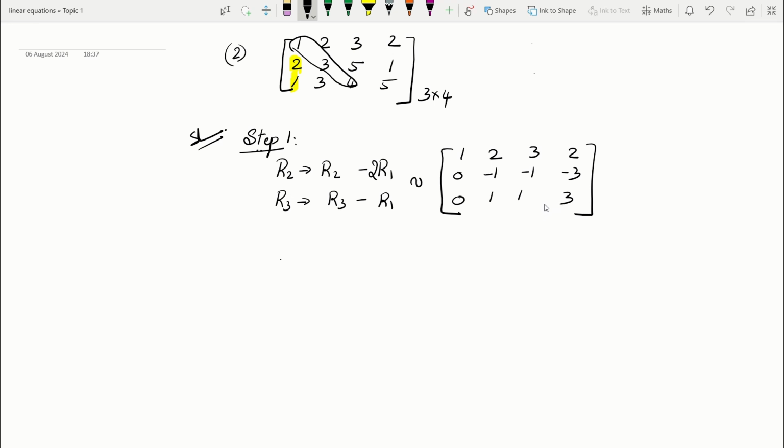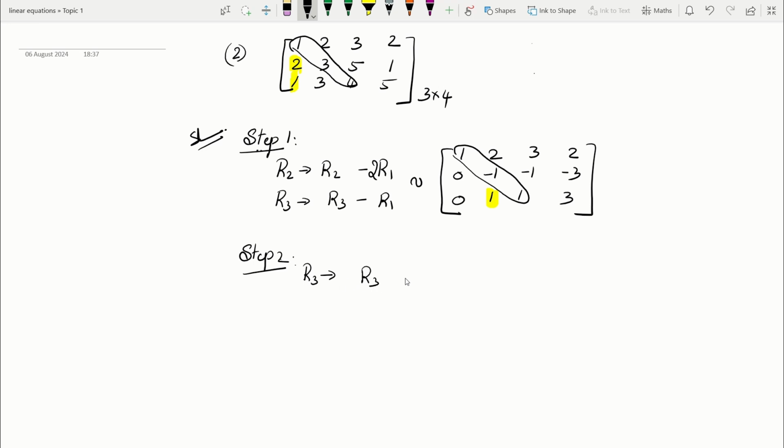1, 2, 3, 2, right? R2 minus 2 R1. R2 elements are here. Multiply with the 2 all the elements of R1. Then automatically the answer will become like this: 0, minus 1, minus 1, minus 3. And if you do R3 minus R1, then it will be 0, 1, 1, 3. It will change. Okay. Now, see here, and again I'll go for the diagonal elements.